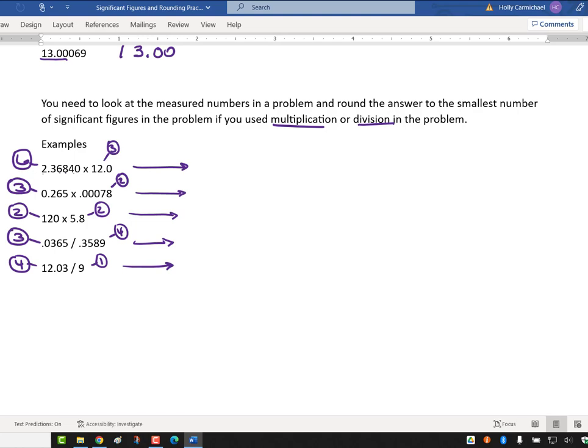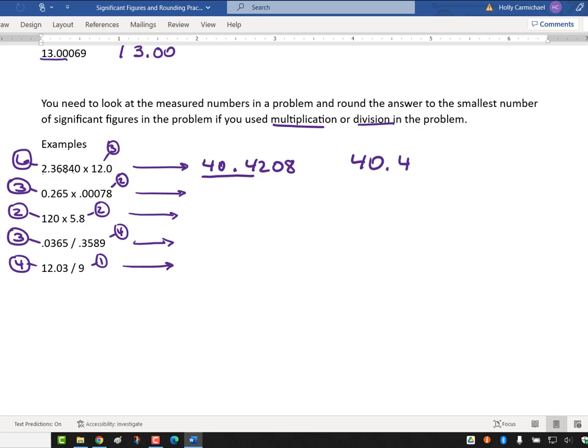So just put these in your calculator. 2.3684, hold on, I'm going to turn on the calculator. 2.36840 times 12.0, and I end up getting 40.4208. I've got to round this to 3 significant figures. So the 404, next number is a 2, it rounds down. So 40.4 is that answer.